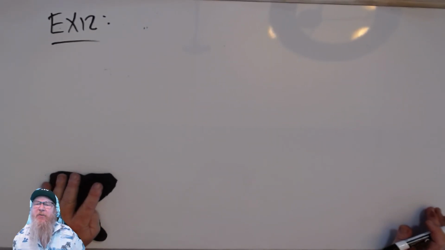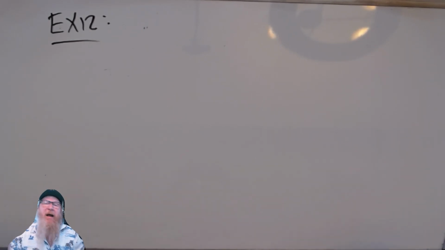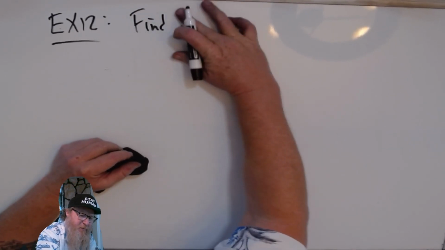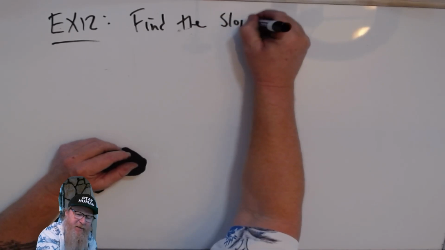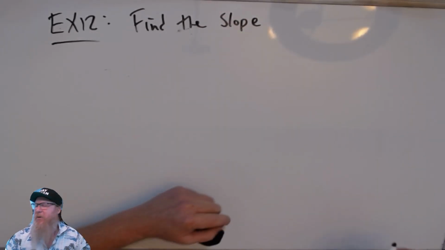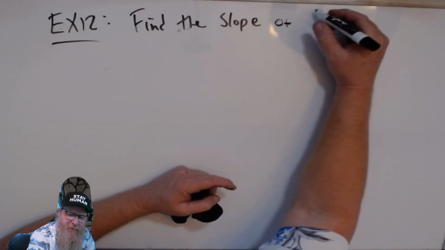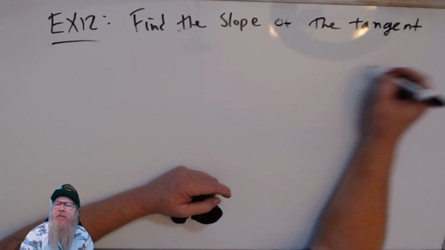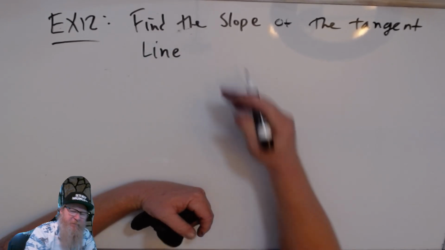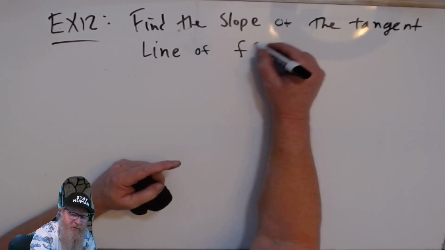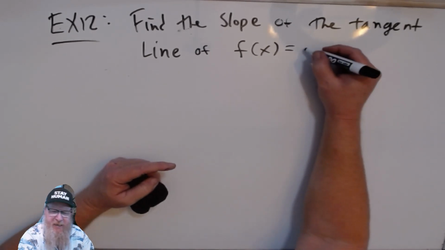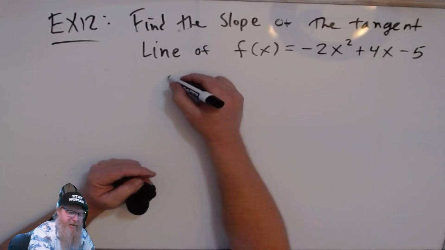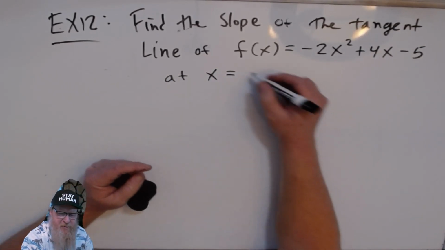So we'll end with just another graphing problem. I won't draw the graph, but I'll just mention the graph. Find the slope. So I did some abstract graphing. This is a little bit more specific, the tangent line. It sort of wraps up the entire presentation today: the function f of x equals negative 2x squared plus 4x minus 5 at x equals 1.